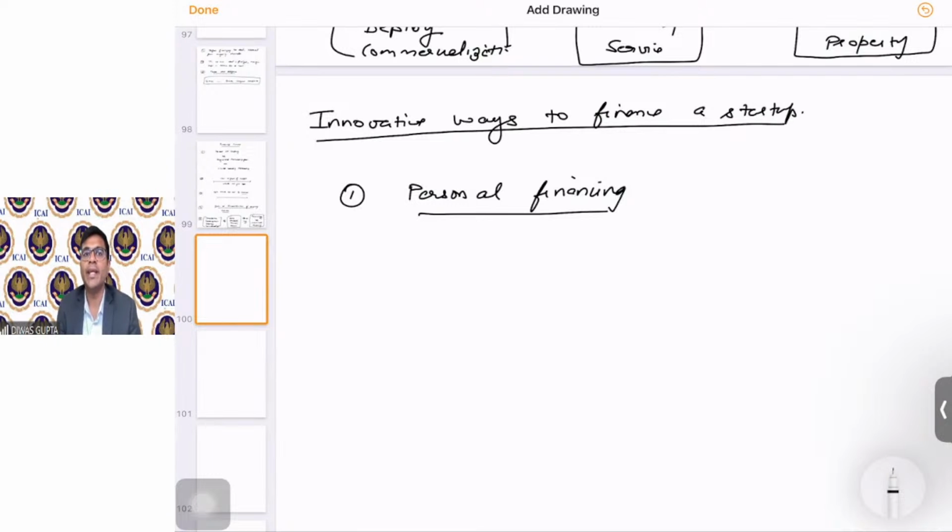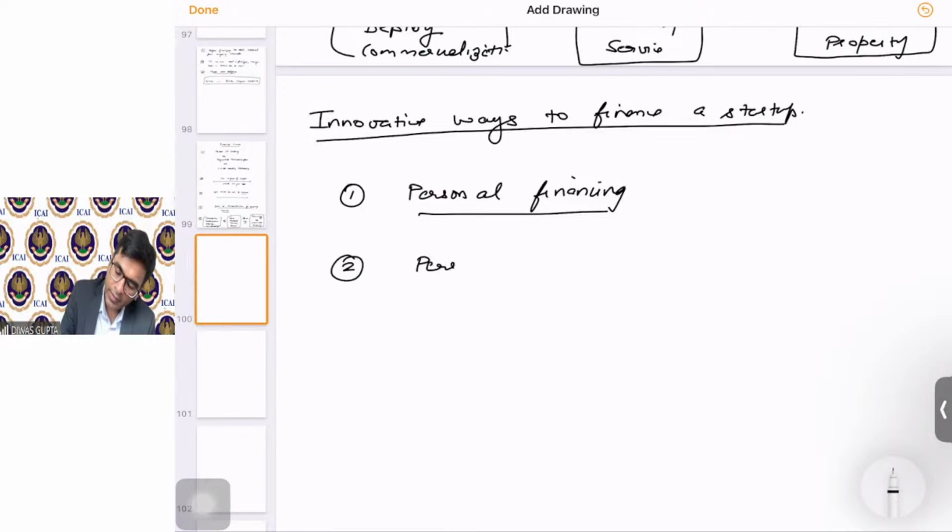Those people who take that initiative are called founders, right? Who start the startup. Now, if the founders by themselves have some of their savings that they want to bring in to start a startup, that is called personal financing, right? This is a very, very common way to finance a startup.